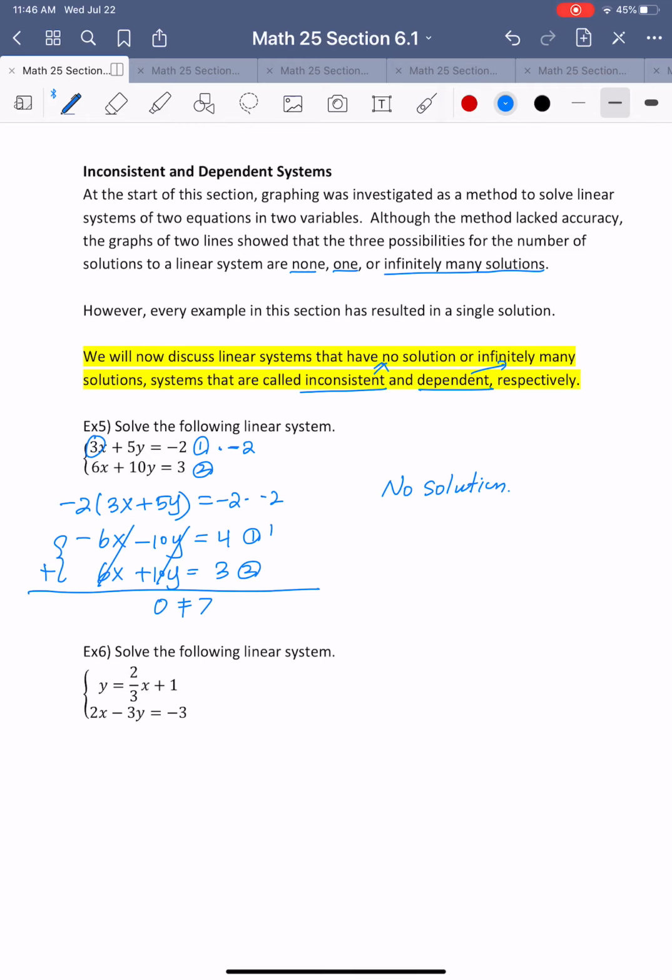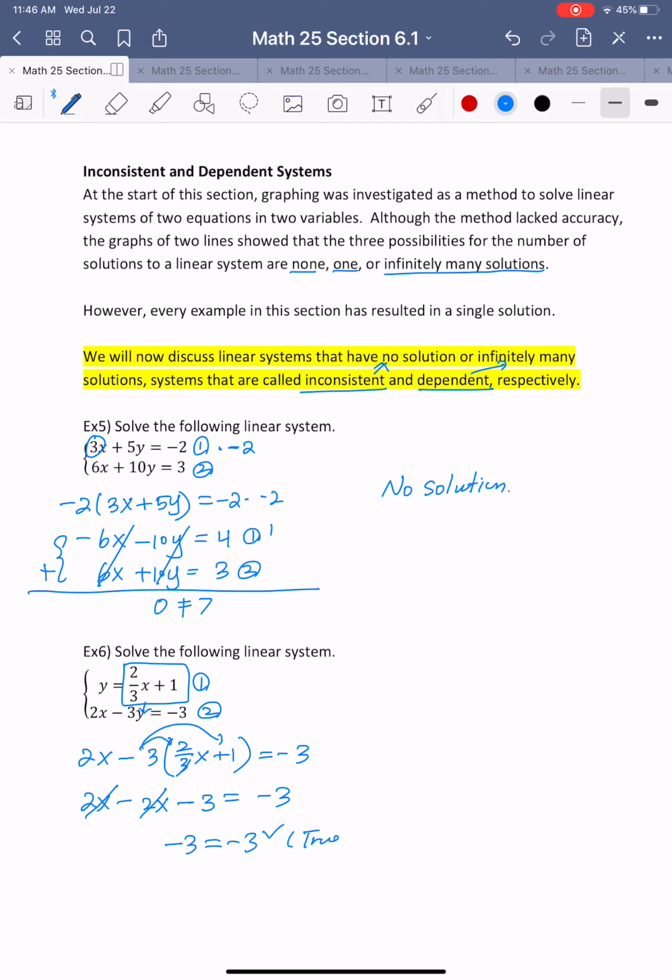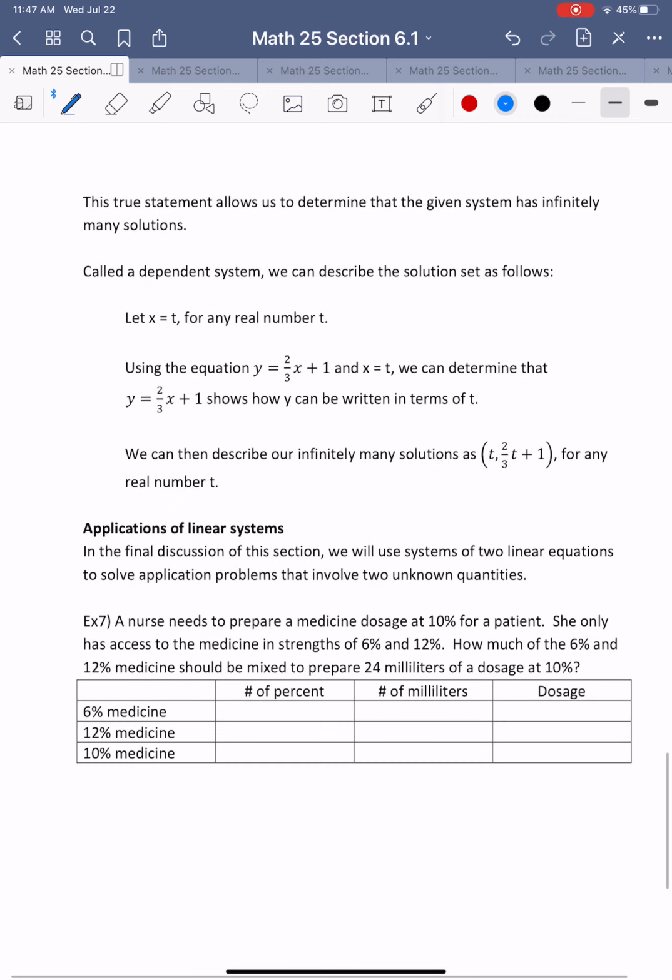The next one, I think I want to use substitution. But this equation is already in the substitute form. So I'm going to plug it in right here. So equation 2, I have 2x minus 3 times 2 thirds x plus 1 equal to negative 3. So 2x, and then if I distribute the 3, 2x minus 3... equal to negative 3. So 2x cancels, negative 3 equal to negative 3, which is true, right? Because it's true, in this case there are infinitely many solutions. Okay? Alright. Next page.